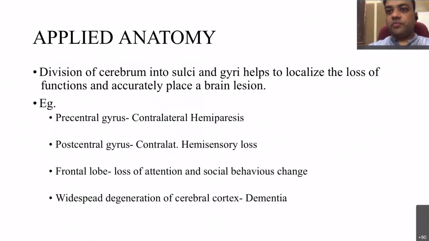So, the applied aspect: the division of the cerebrum into sulci and gyri helps to localize the loss of function and accurately place a brain lesion. For example, if there is any lesion related to the precentral gyrus, it will lead to contralateral hemiparesis, because the precentral gyrus is also known as the primary motor cortex. That is area 4 of Brodmann.